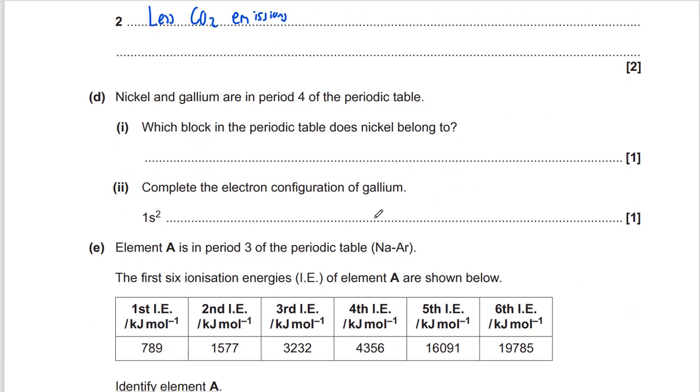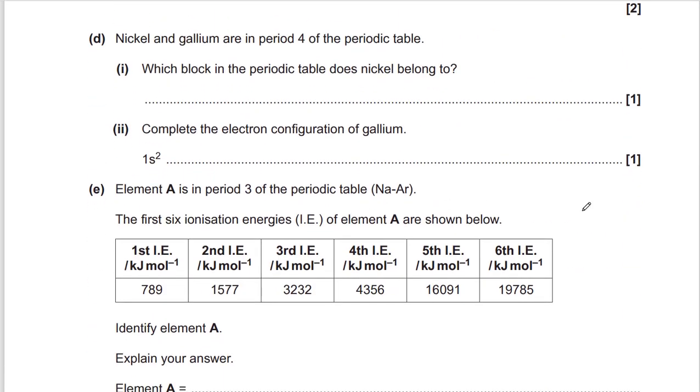So part D then, nickel and gallium in period 4, what block in the table does nickel belong to? If you get this wrong, you should probably drop A-level chemistry altogether, because all it requires you to do is find nickel or gallium on the periodic table and figure out which block they're in. And if you remember what the names of the blocks are, S, P, D, or F, it's a D block. I'm not going to even dwell on this. It's a D block.